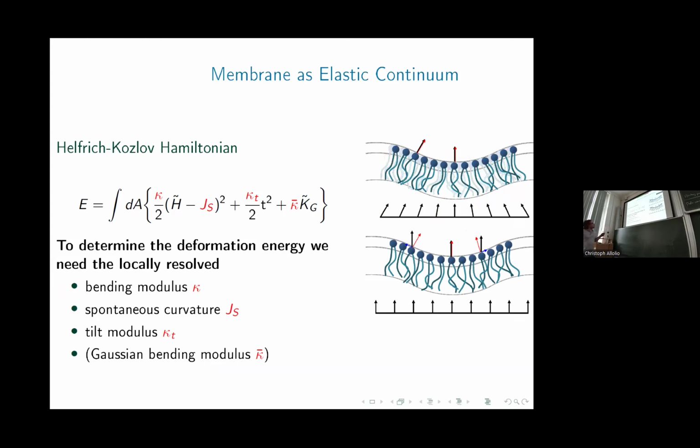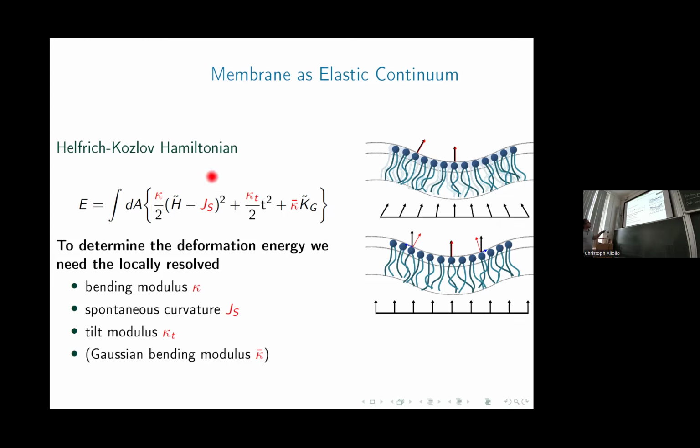And if you want to describe a monolayer or a bilayer, you can use the so-called Helfrich-Kozloff Hamiltonian, where you have the mean curvature, an intrinsic curvature, which is a local parameter, and the free energy per surface. And here this kappa is your bending rigidity.